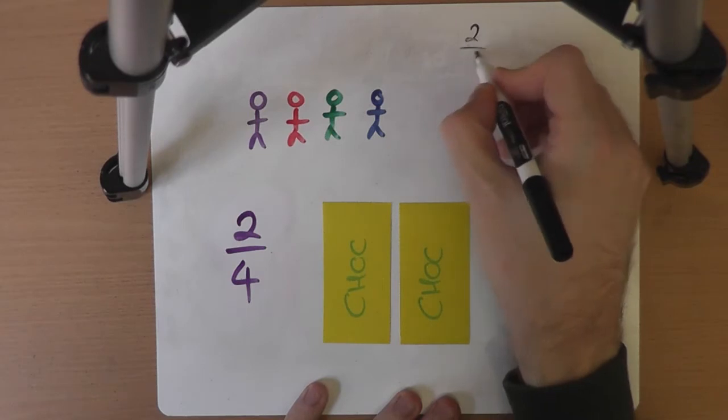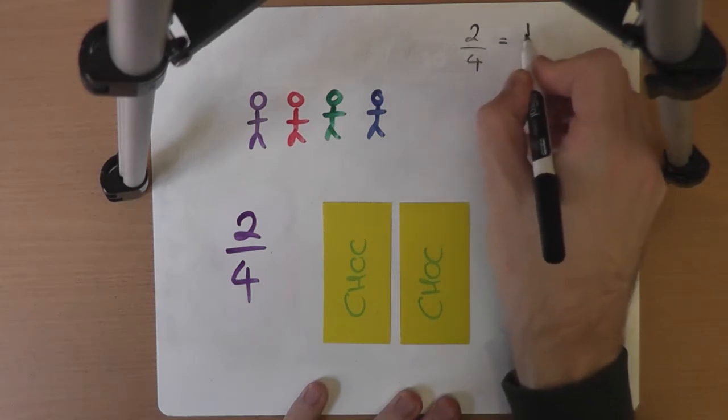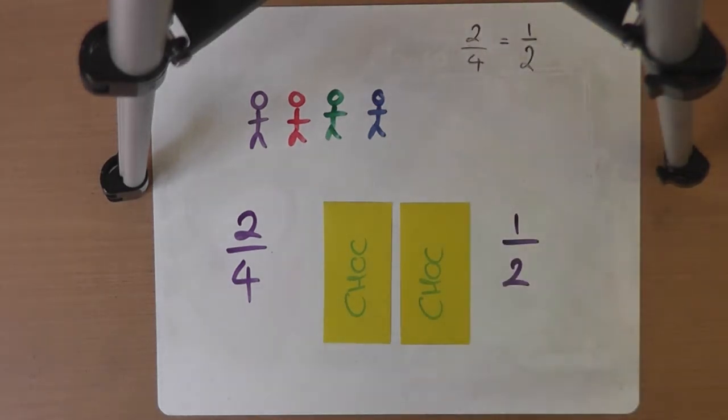So we are going to come back to this idea. We're just going to make a note of it up here first of all. That 2 shared between 4 and 1 shared between 2 are equal. And there's the first of our big ideas.